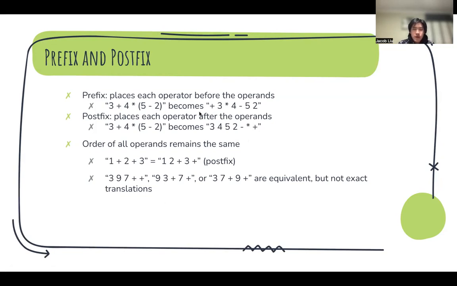So how do we know that 3 plus 4 times 5 minus 2 in parentheses becomes plus 3 times 4 minus 5, 2 in prefix? That's what we're learning in today's video.